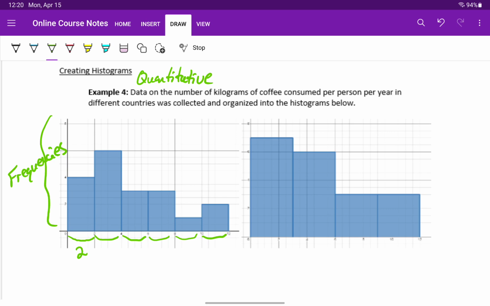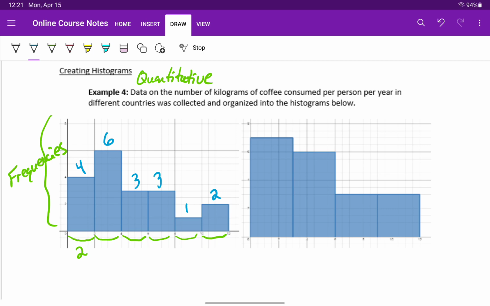And then what we can look at is the frequency, which in this case would be, for the first one, 4, telling us that there were 4 countries where the number of kilograms of coffee consumed per person per year was between 0 and 2. The next frequency is 6, so there were 6 countries where people consumed between 2 and 4 kilograms of coffee per year. And on we can keep counting up those frequencies until we get the last one, where we see that there were 2 countries where people consumed between 10 and 12 kilograms of coffee per year. Individual people.